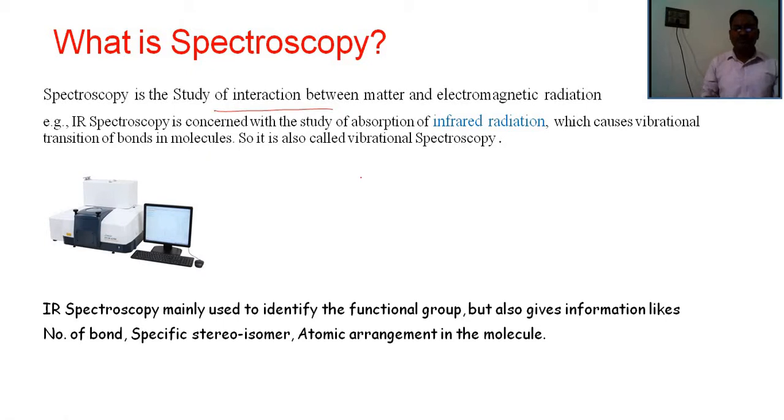IR spectroscopy is concerned with the study of absorptions of infrared radiation, which causes vibrational transitions of bonds in a molecule. So it is called vibrational spectroscopy. This spectroscopy is mainly used to identify the functional group. It also gives information like the number of bonds, stereoisomers, and the atomic arrangement in the molecule.